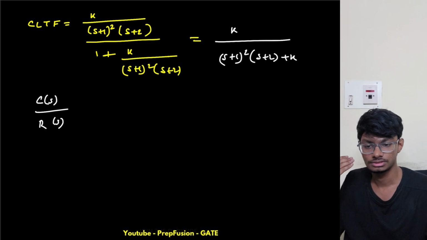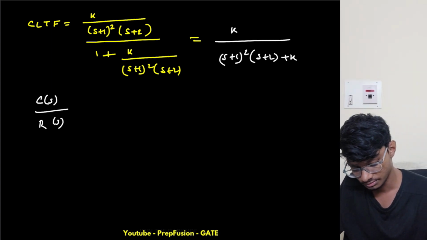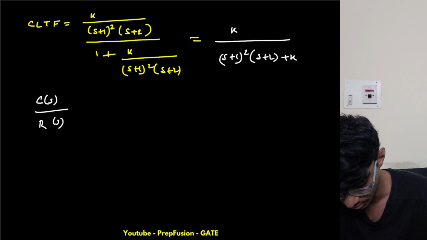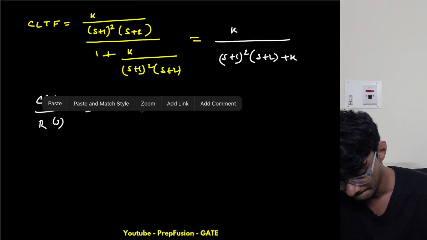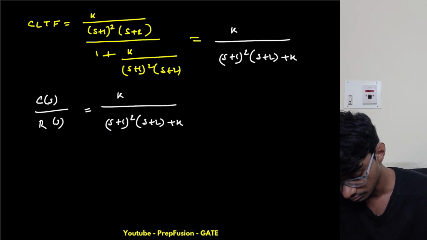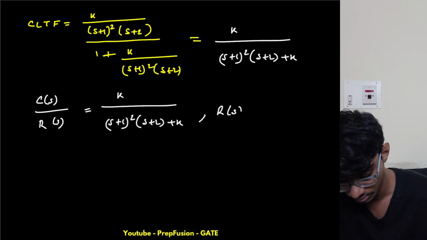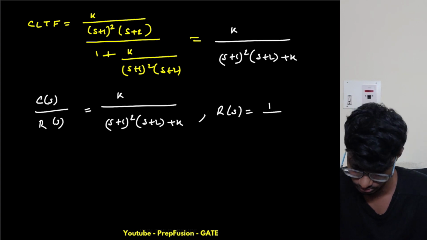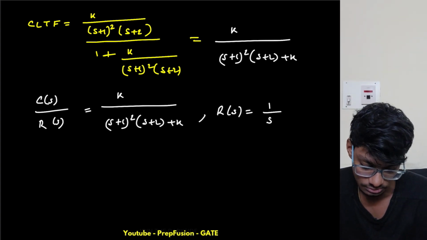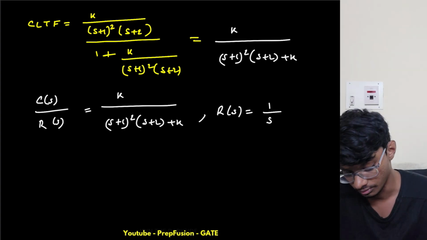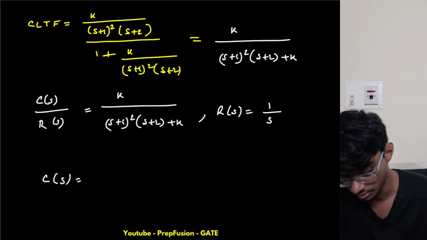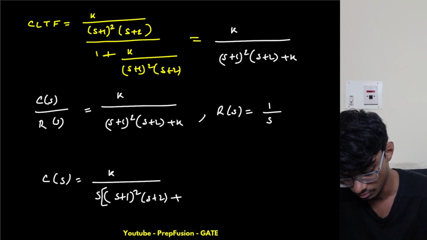So my R of S is 1 over S, so R of S equals to this one. So I'll copy this one. So it is a unit step only. So basically now I will simply multiply this: C of S equals K by S into (S plus 1) whole square into (S plus 2) plus K.